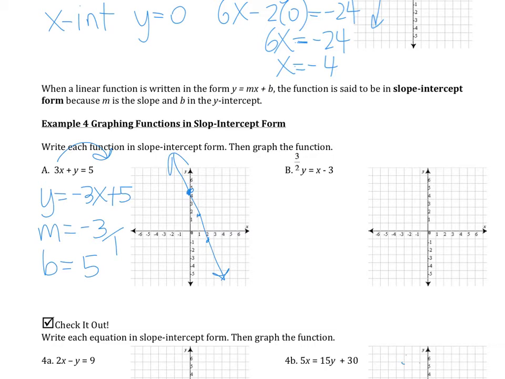In the second one, we need to get rid of that fraction because I need to have y by itself. So the first thing I'm going to do is multiply the whole equation times 2 to get rid of the denominator. When I do that, I'm ending with 3y equals 2x minus 6. And then I must divide everything by 3.